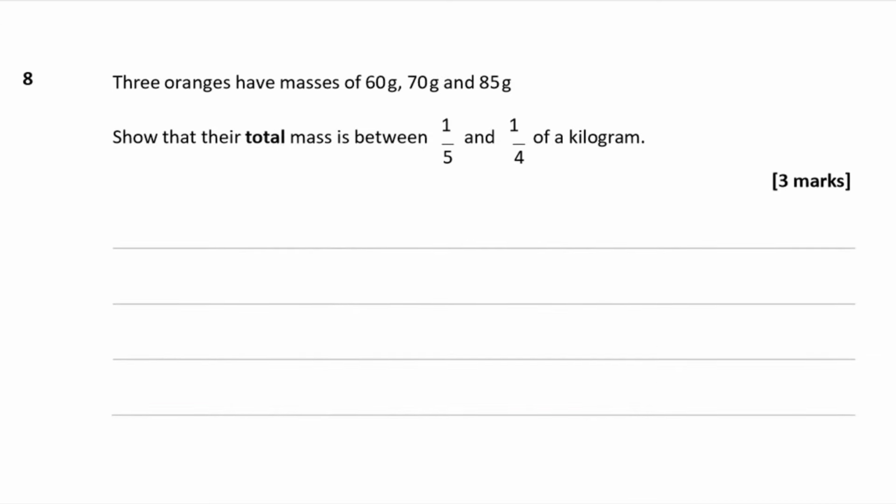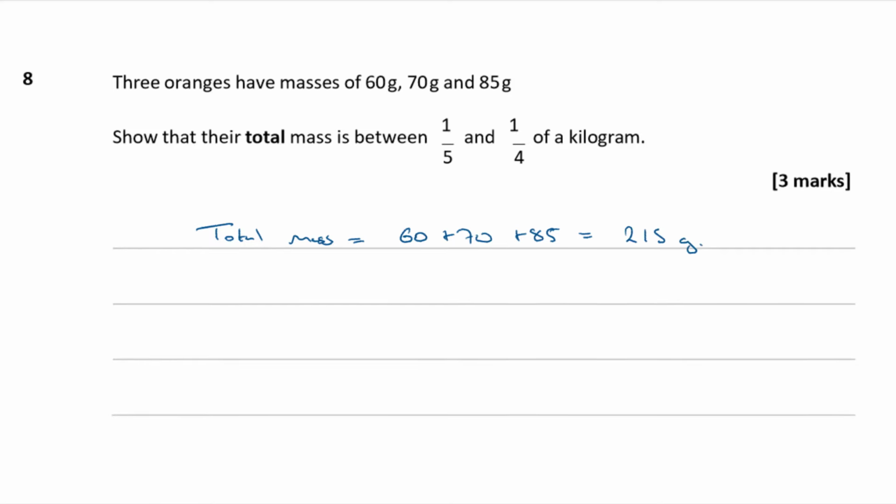3 oranges have mass 60 grams, 70 grams, and 85 grams. Show that their total mass is between a fifth and a quarter of a kilogram. Well, let's work out their total mass first. What is their total mass? That is the 3 things added together. That's 60 plus 70 plus 85. That comes to 215 grams.